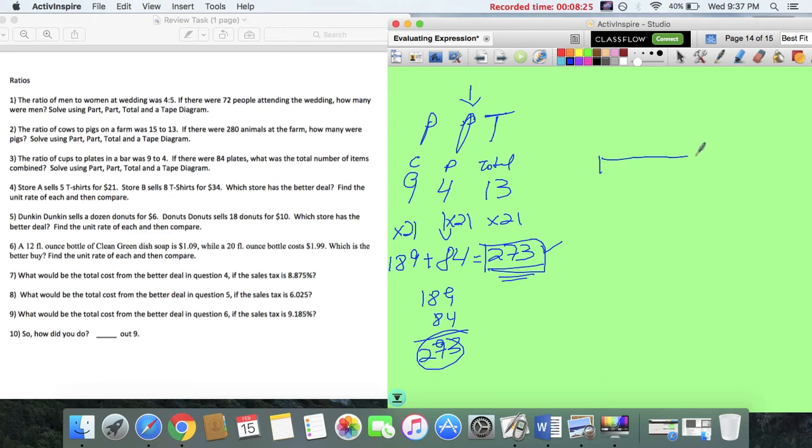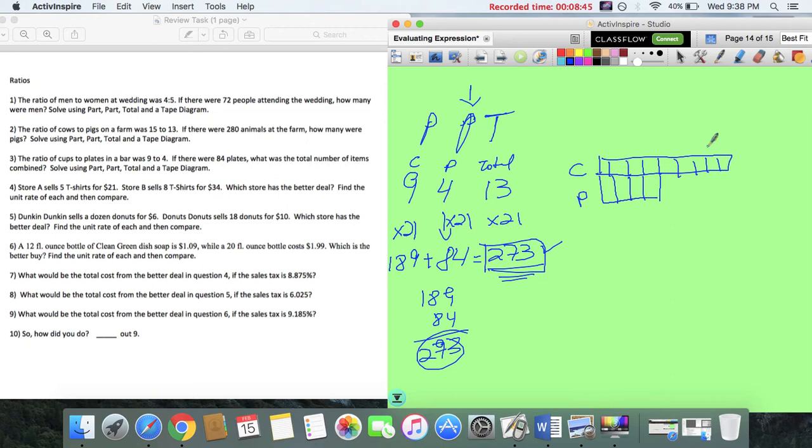Now the ratio of cups to plates, let's do a tape diagram. I need 9 for the cups, right? Here are my cups: 1, 2, 3, 4, 5, 6, 7, 8, 9. And plates. I should have done this right under it, so that it's the same. 1, 2, 3, 4. There.